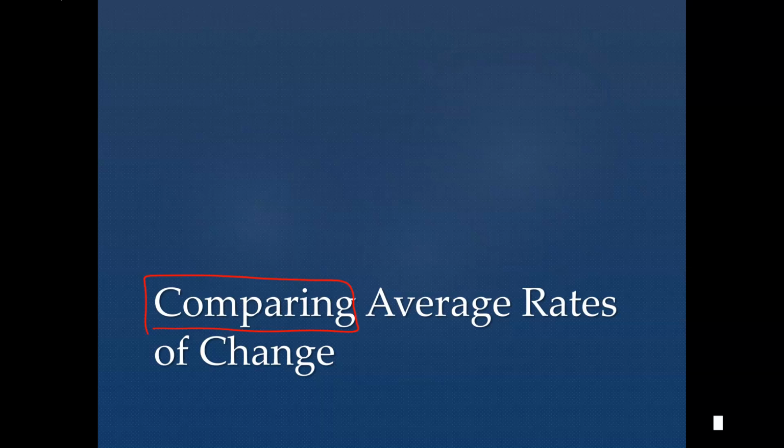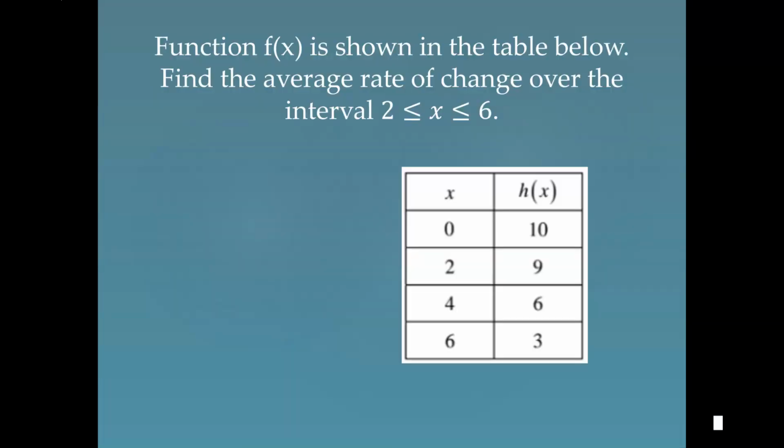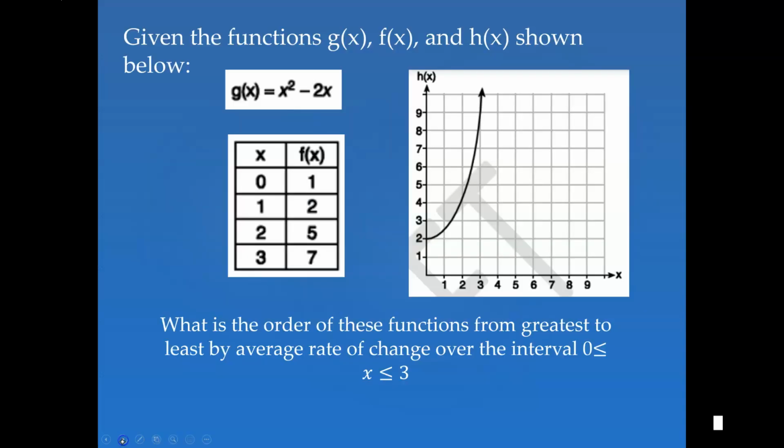So I'm gonna give you 3 different representations. We're gonna find the average rate of change, and then we're gonna put them in the order that the question asks to do it in. Okay, so there's really no notes. It's really just gonna be hopping into an example.